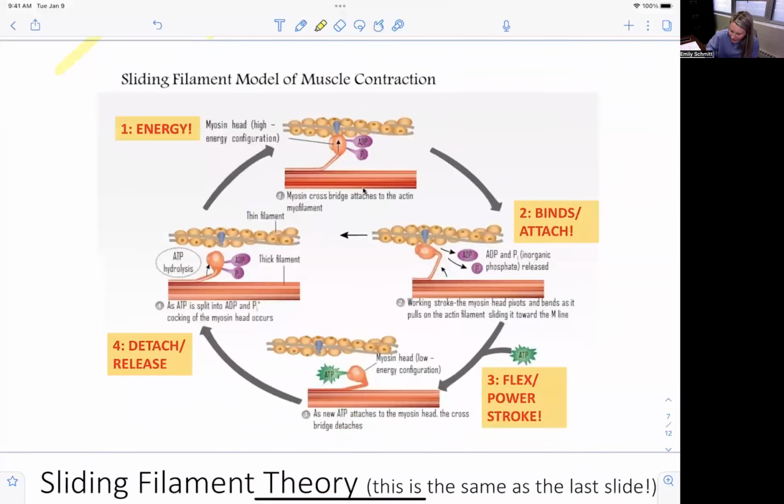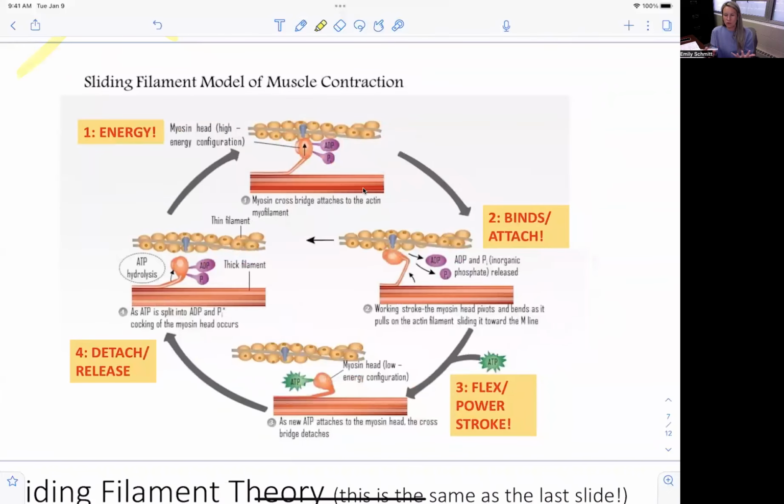So another way, I like to give several visuals. Again, I'm such a visual learner and some things work better for me. So hopefully with these different examples I give you, it will help you understand. So first, for the sliding filament theory, again, this is nothing new, just reiterating some of these same points. You first need energy.